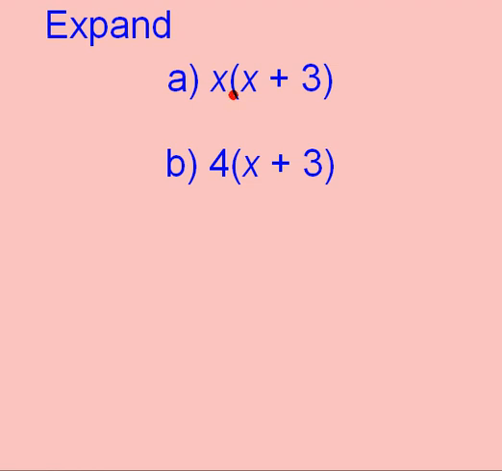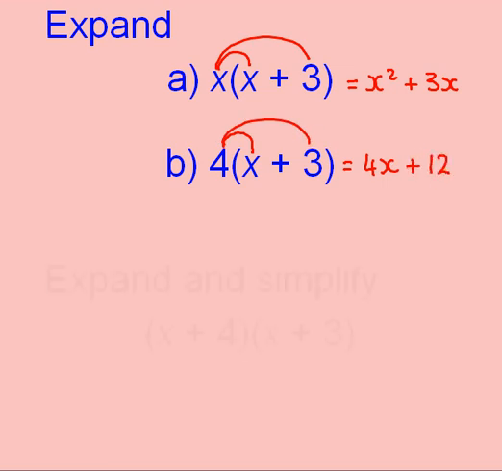So you should have multiplied everything in this bracket by x. X times x is x squared, and x times plus 3 is plus 3x. In this one, everything in the bracket needs multiplying by 4. So we've got 4 times x, which is 4x, and 4 times plus 3, which is plus 12.